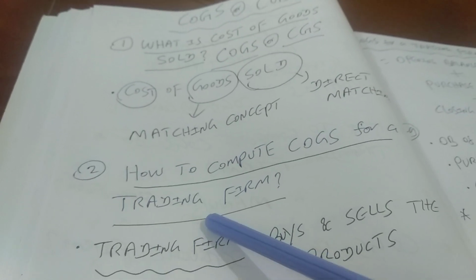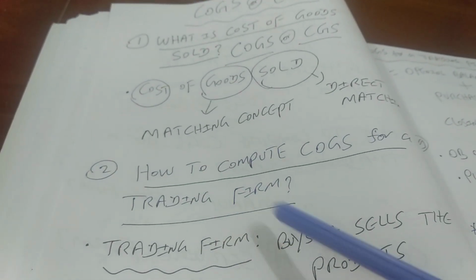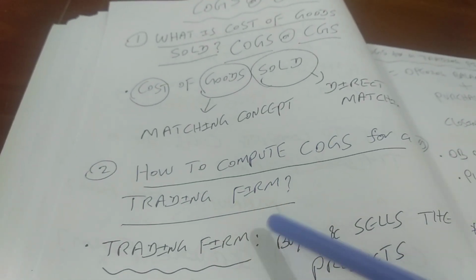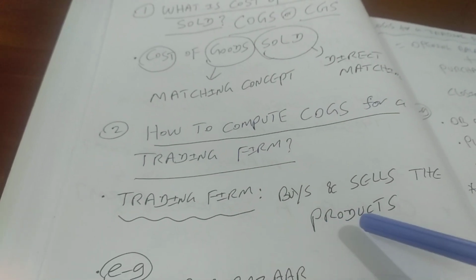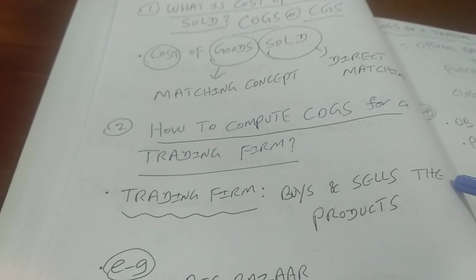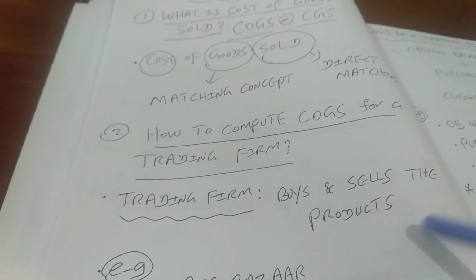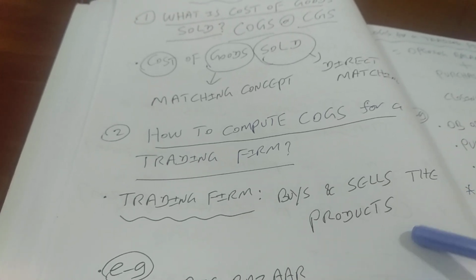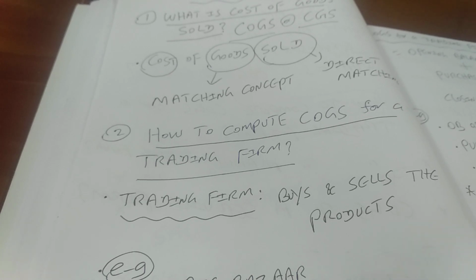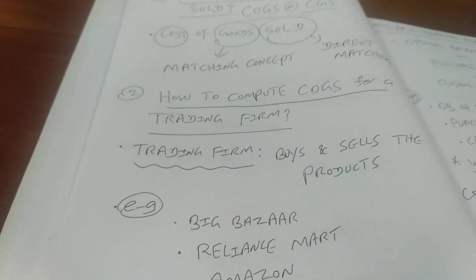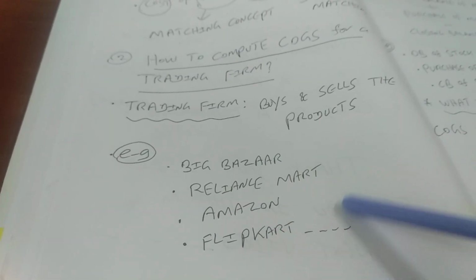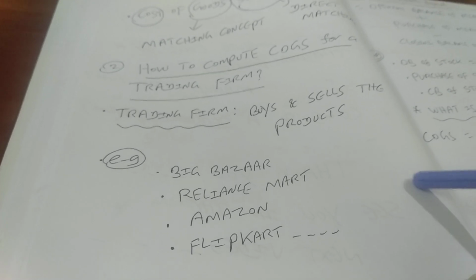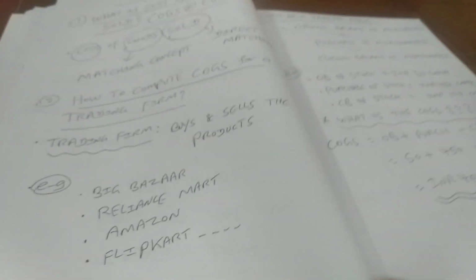The second question we would like to know is this: how to compute cost of goods sold for a trading firm. A trading firm is one which simply buys and sells the product. So that means it's not going to manufacture the product or render any service, right? The examples for that in India are Big Bazaar, Reliance Mart, Amazon, Flipkart, and the Kirana shop in your locality, which come under the heading of trading firms.